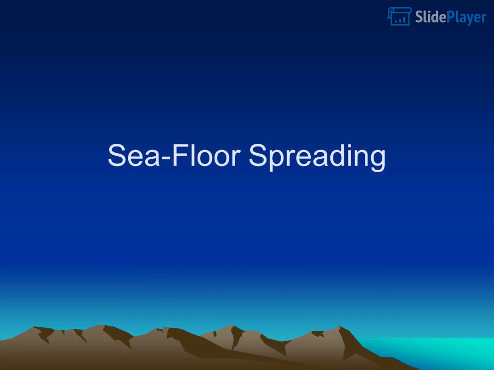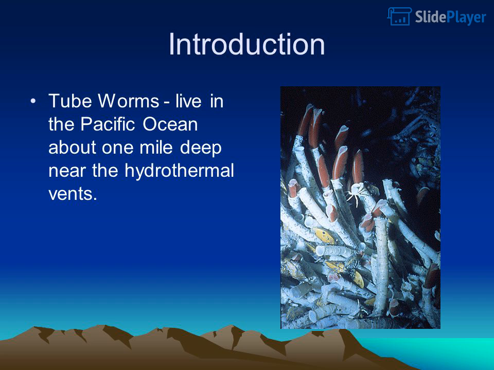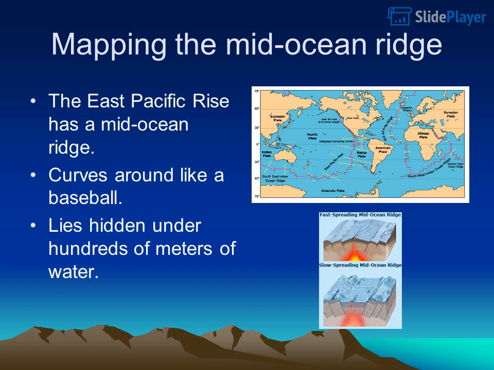Seafloor spreading. Introduction. Tube worms live in the Pacific Ocean about 1 mile deep near the hydrothermal vents. Mapping the mid-ocean ridge. The East Pacific Rise has a mid-ocean ridge that curves around like a baseball and lies hidden under hundreds of meters of water.